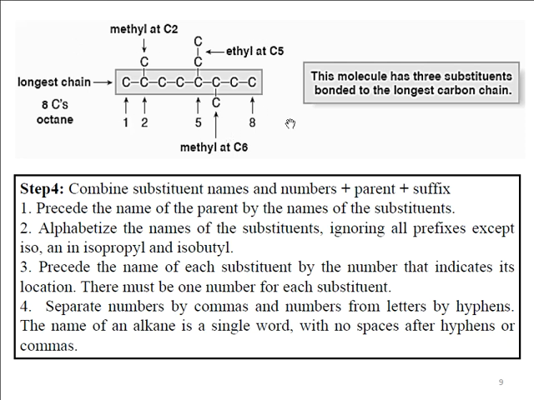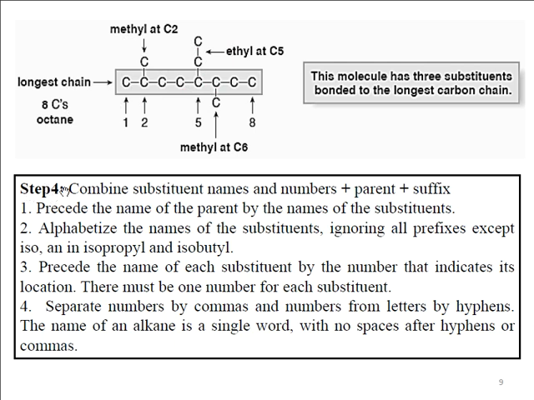Look at this example. We start numbering from this side. Why? Because this is the first substituent, and it takes the lower number. 1, 2, 3, 4, 5, 6, 7, 8. On carbon number 2 and carbon number 6, we have methyl, 2 methyl groups. That means it will be 2,6-dimethyl. On carbon number 5, we have ethyl, 5-ethyl, 2,6-dimethyl. Like that. Octane.